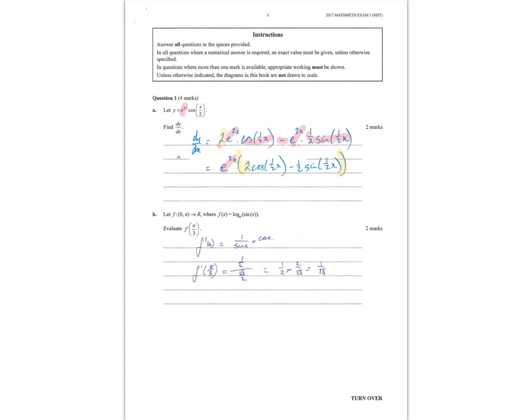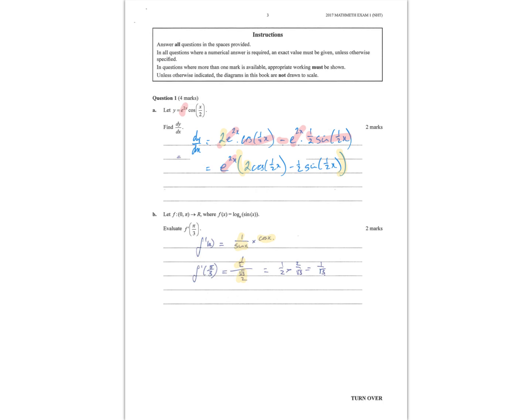And then a standard part B of that is to evaluate a derivative at a point. So natural log of sine x, so if I put u equal to sine x, du dx, derivative of sine x is cos x, and the derivative of log u is 1 on u. And then we'll just substitute our pi on 3 in. So cos of pi on 3 is a half. Sine of pi on 3 is root 3 on 2.